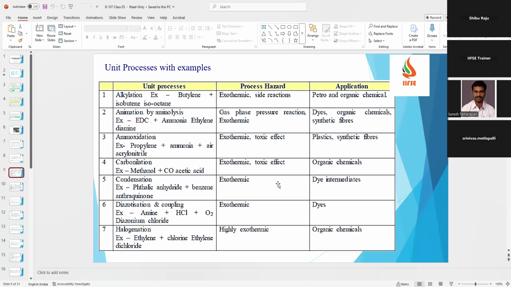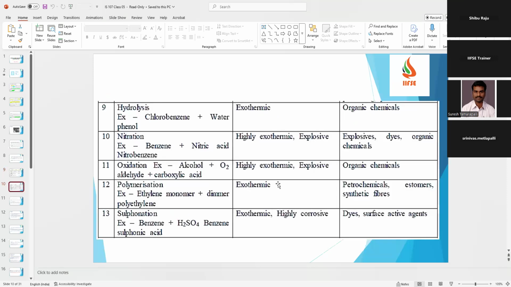Then diazotization or coupling, here also you have exothermic reactions. So whenever you see any unit processes, the common hazard is exothermic reaction. When I say exothermic, there is a rapid increase of temperature in the vessels. So you should have systems in place to control the exothermic reaction. It is nothing but how you effectively control the temperatures.